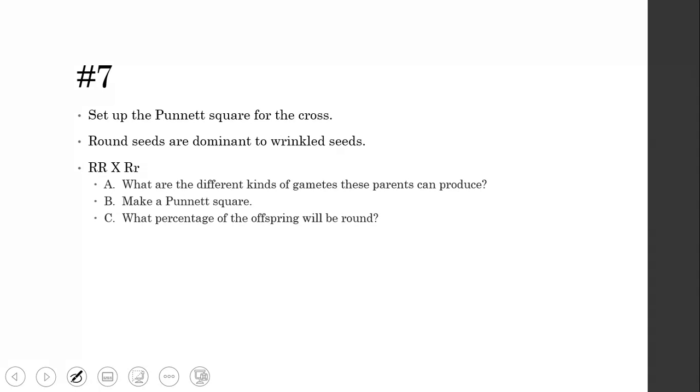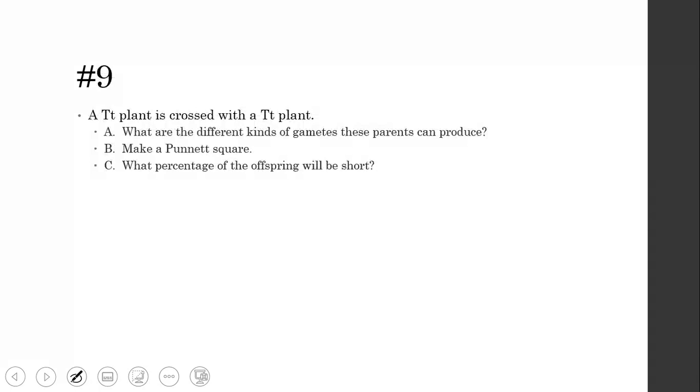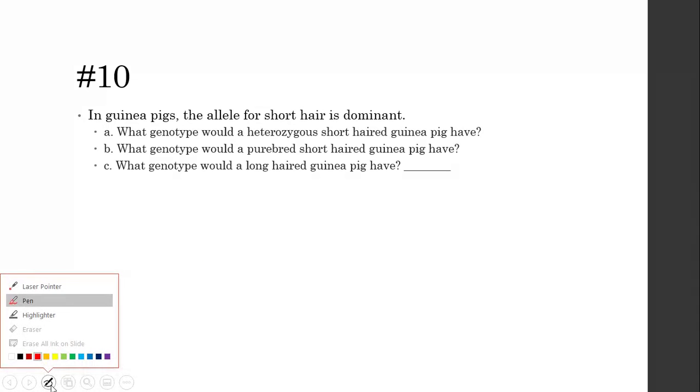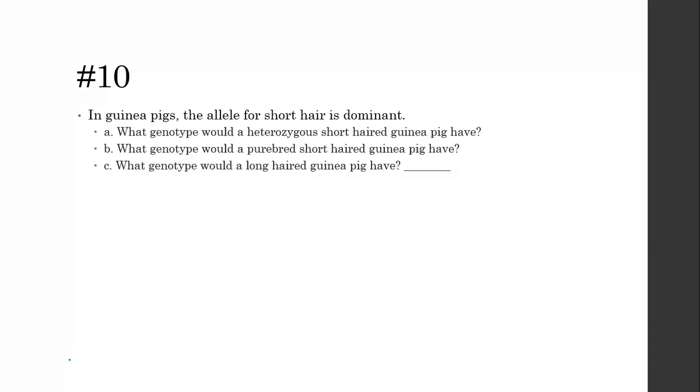You're going to do the same thing for 7 and 8 and 9. Okay, so for 10, it's going to walk you through the whole thing. In guinea pigs, the allele for short hair is dominant. And they ask you some questions. So let's go through this.